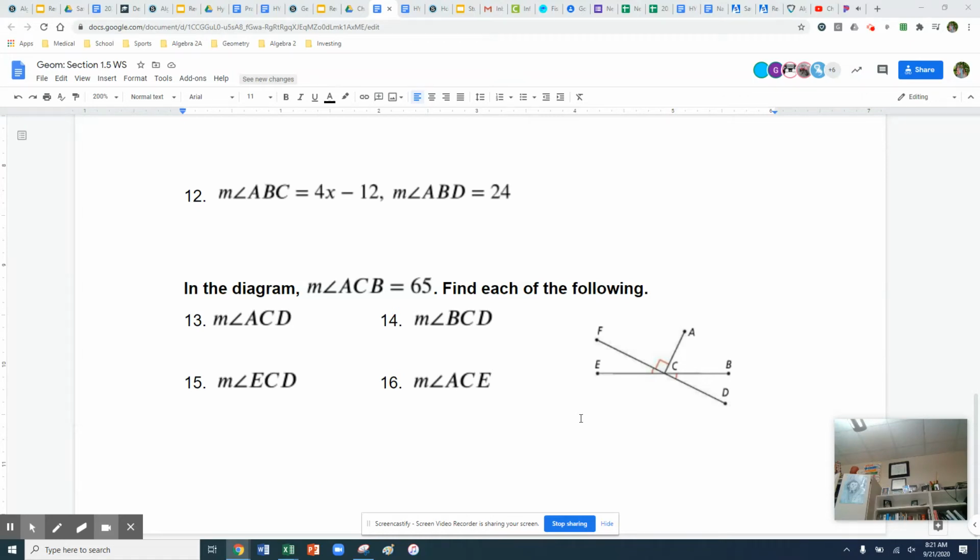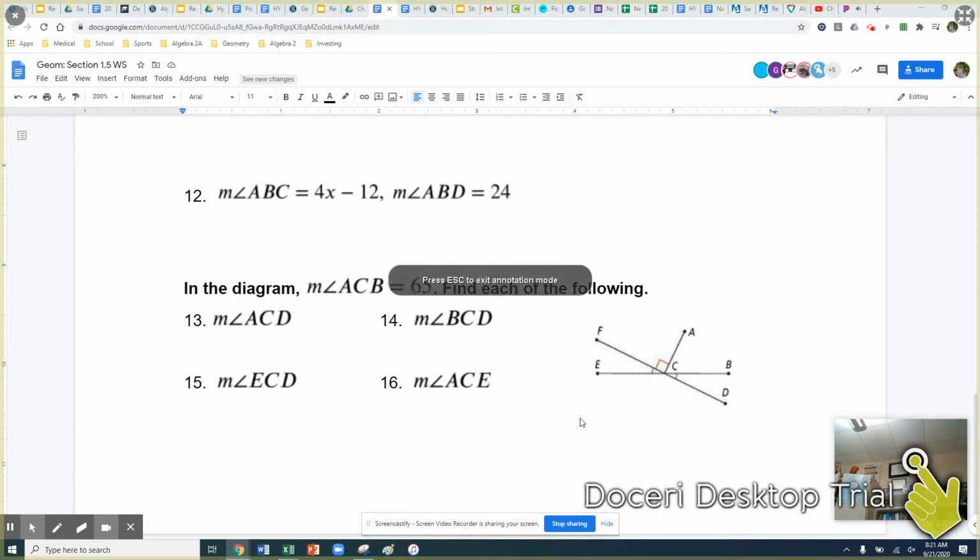Listed there. So this will be a nice one because now we can practice how angles are named, practice using supplementary angles, looking at right angles, all that good stuff. So 13, we're using the diagram. We know that one of the angles in the diagram, ACB, is 65, and then we're going to find each of the following.